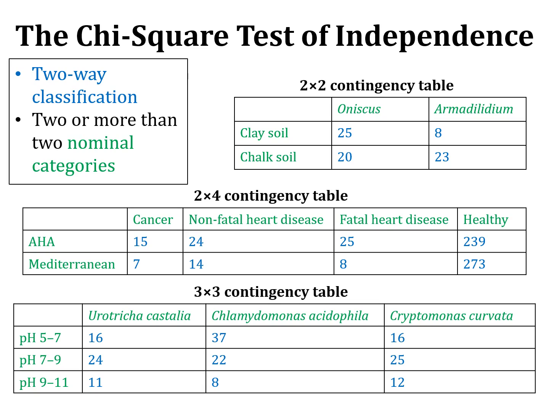And then we have our last column, which is the Cryptominus curvature. So 16 is the number of Cryptominus curvature in the pH range of 5 to 7. 25 is the number of Cryptominus curvature in the pH range of 7 to 9. And 12 is the number of Cryptominus curvature found in water with a pH in the range of 9 to 11. So these are the contingency tables.